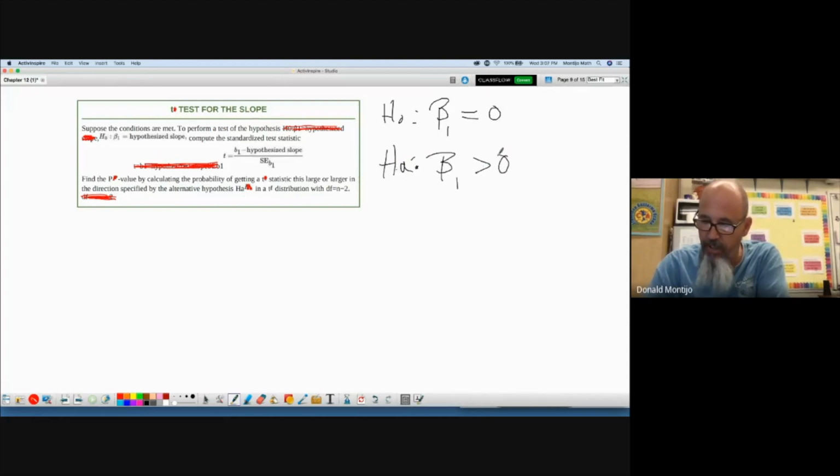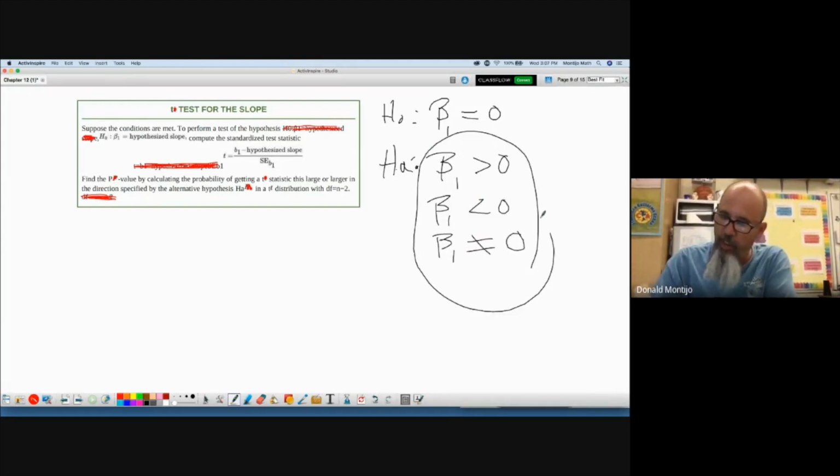And the alternative hypothesis could be several things. It could be greater than 0. It could be less than 0, or it could simply be not equal to 0. And we'll have to determine which alternative it is based off of the wording of the question and what the researcher is trying to look for.